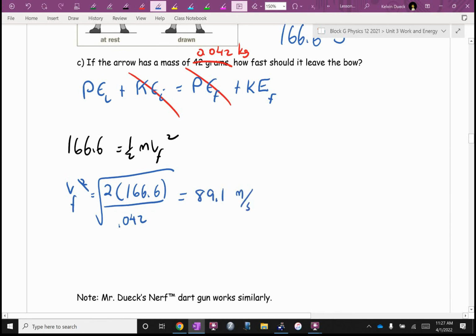meters per second. My Nerf dart gun works very similarly. When I pull this, I'm applying a force over a distance to store energy in here. And then when I pull the trigger, the stored energy turns into kinetic energy. Although I've actually calculated how fast this dart should leave. I've actually measured the force times the distance. This thing is only about 8% efficient. They're bleeding a lot of the energy off for safety.